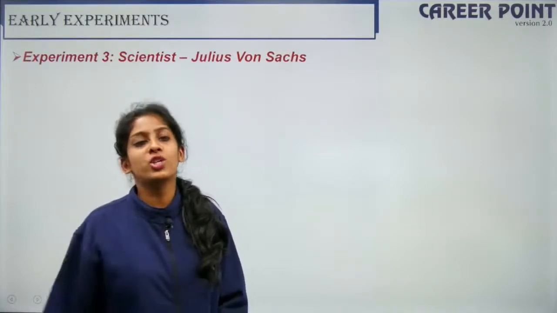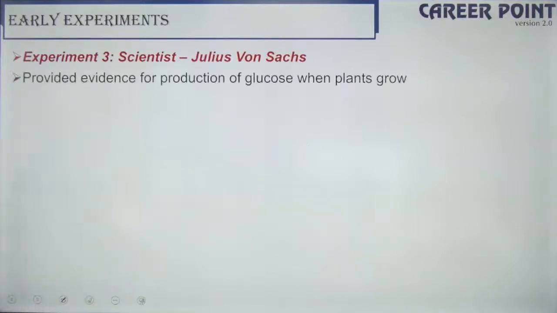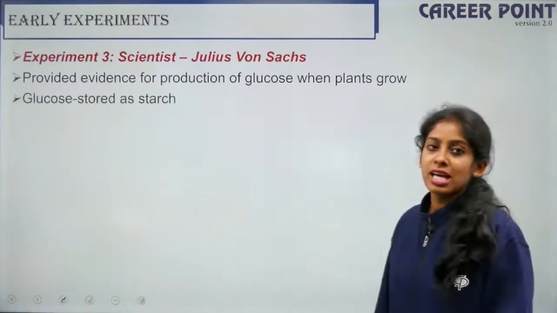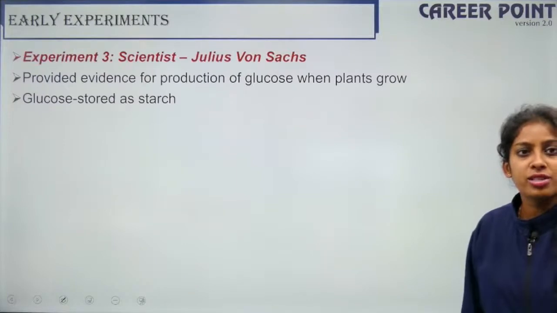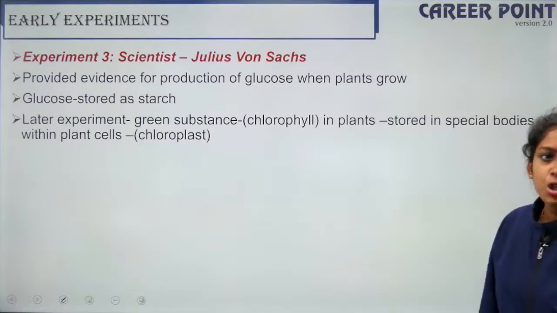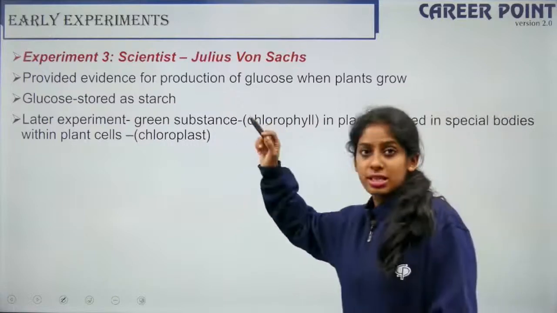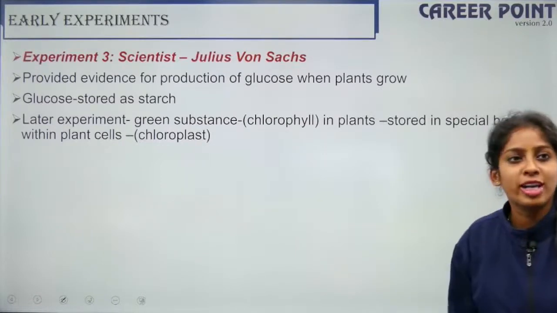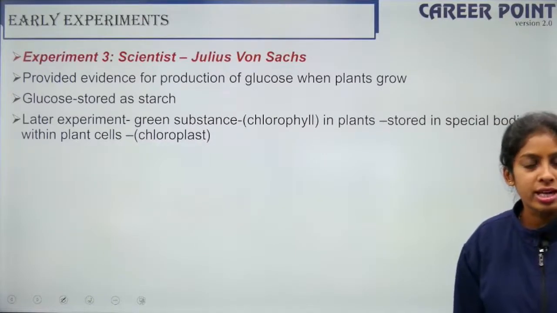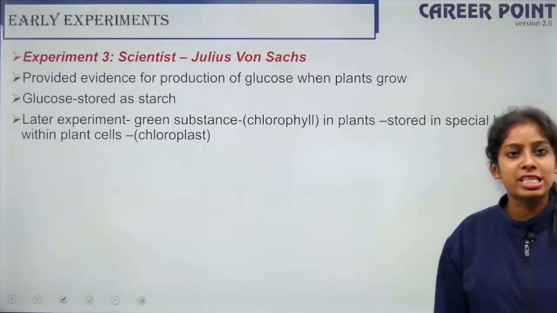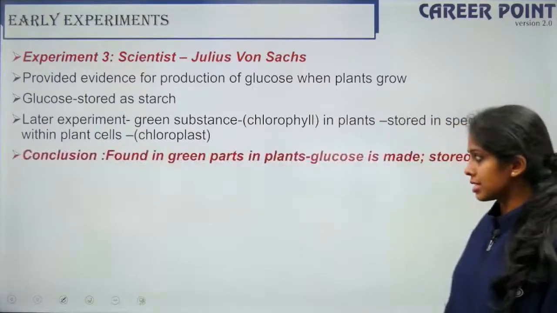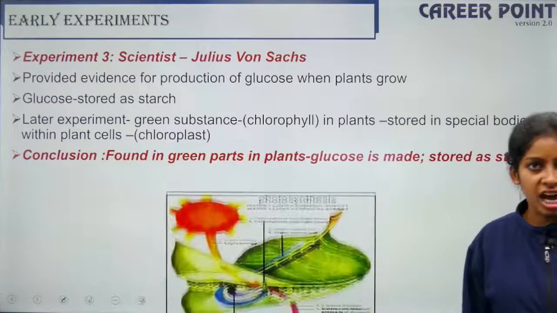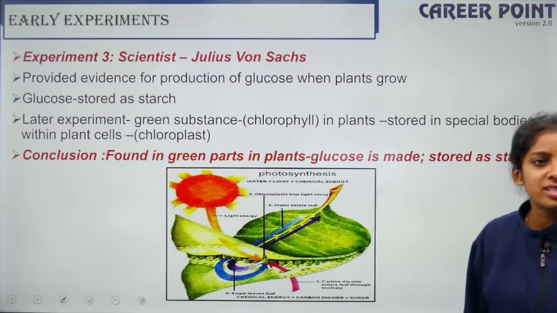Alright. So here Julius von Sachs gave us an understanding that when plants grow, glucose is being produced, which means as plants grow, they photosynthesize and produce glucose, and this glucose is stored as starch. The final conclusion of his experiment was that there is a green substance in plants, which today we know as chlorophyll. It is stored in special bodies within the plants, which we today know as chloroplasts. The chlorophyll present within the chloroplast is responsible for photosynthesis. So the conclusion: glucose is found in the green parts of the plant and it is stored as starch. This was the conclusion that Julius von Sachs gave.